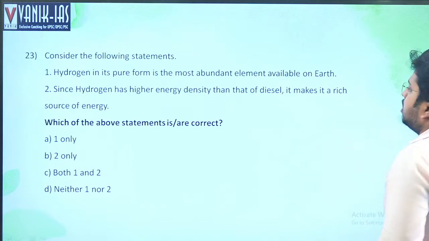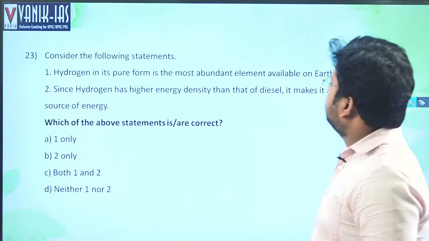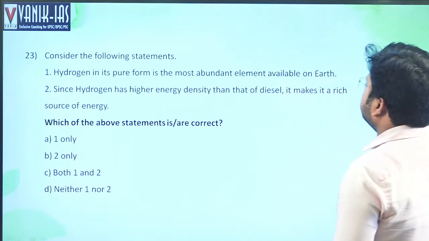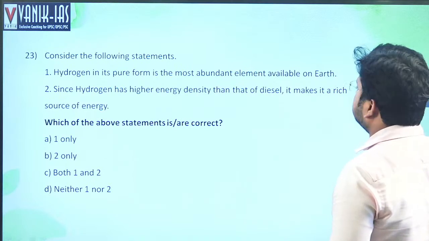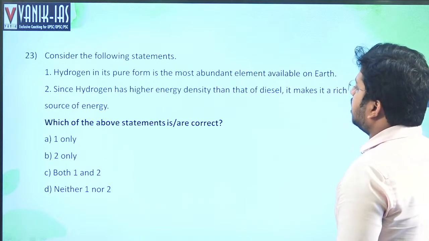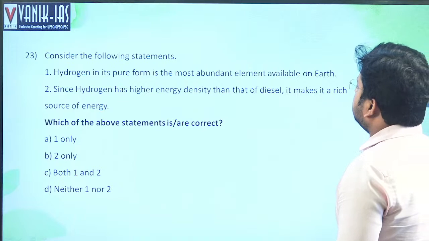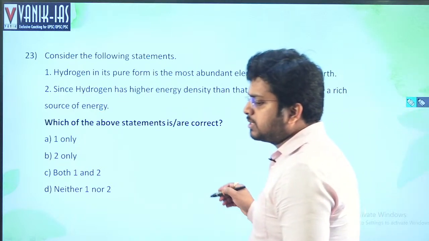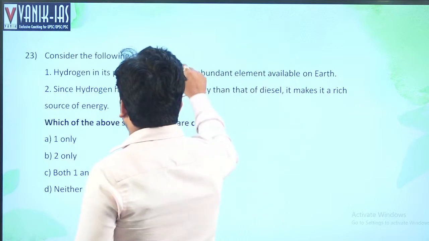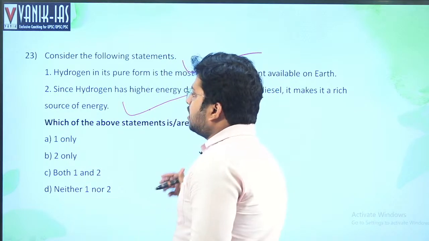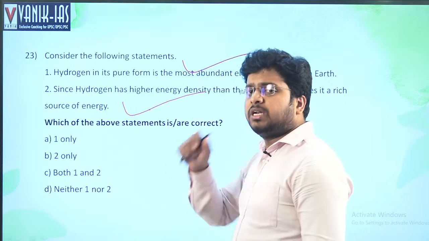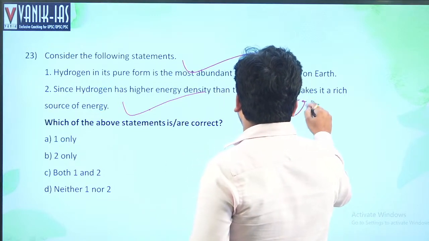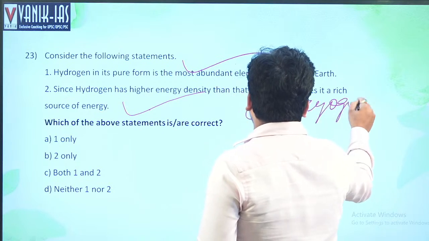Next, consider the following statements. Hydrogen in its pure form is the most abundant element on the Earth's surface. Yes, it is present in huge amounts. Hydrogen has a higher energy density than diesel, making it a rich source of energy. Yes, now the government is trying to extract blue hydrogen and green hydrogen. All types of hydrogen energy are used. Hydrogen is also used in the cryogenic engine.